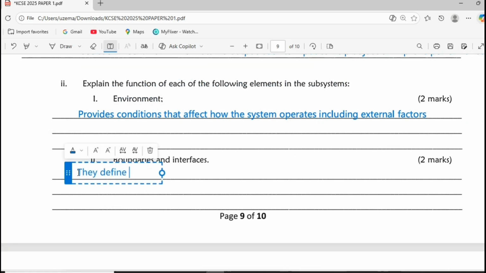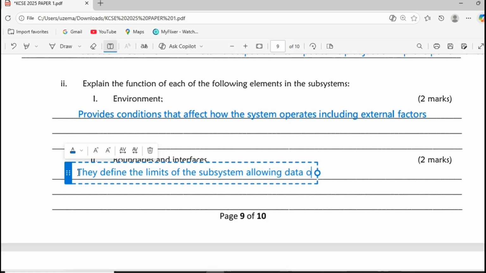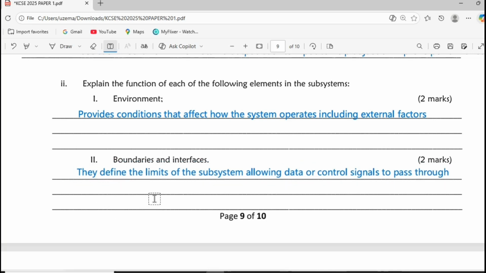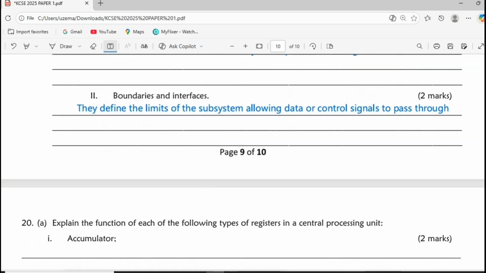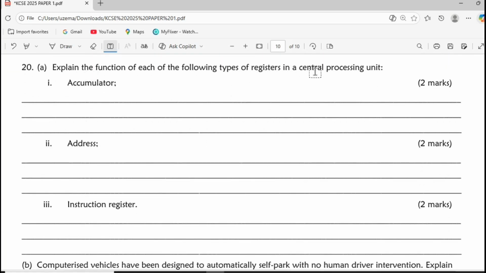Another element or characteristic of a system is the boundaries. When you talk about boundaries, the boundaries define the limits of the subsystem. How far can this system or subsystem go, therefore allowing data or control signals to pass through. They define those limits where the data and the control signals can pass through.